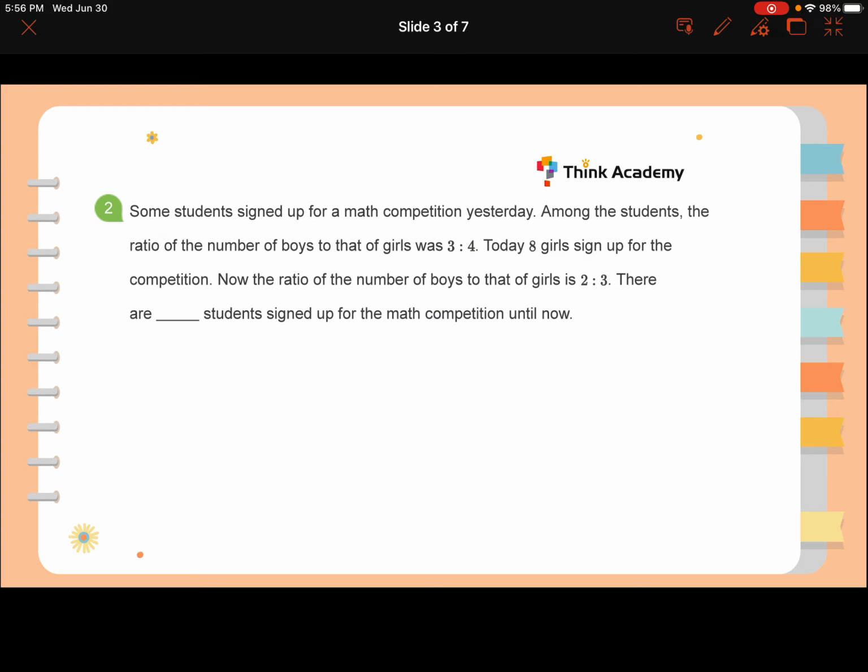Now let's move on to the next one. Some students signed up for a math competition yesterday. Among the students, the ratio of the number of boys to that of girls was 3 to 4. Today, 8 girls signed up for the competition. Now the ratio of the number of boys to that of girls is 2 to 3. How many students signed up for the math competition until now?